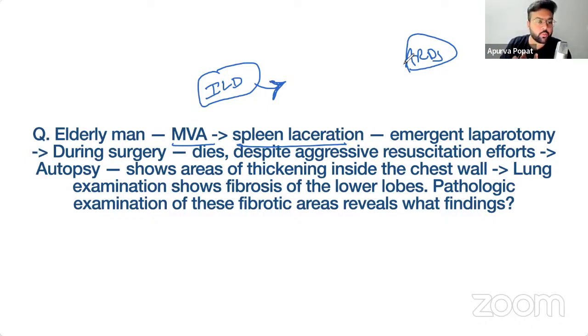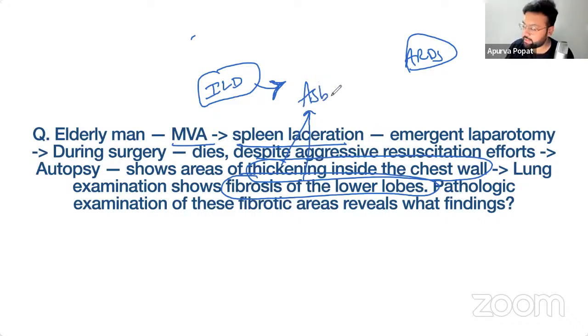What if I say this is an occupational lung disease? Where do you see thickening inside the chest walls, and where do you see fibrosis of the lower lobes? These are two important things. Asbestosis. Very good. This is asbestosis, because this thickening inside the chest walls is called pleural plaques, along with fibrosis of the lower lobes. Asbestos involves the lower lobe with fibrosis, and the thickening of the chest walls is nothing but the pleural plaques. If you take a biopsy of the involved lower lobe segments, what do you see?